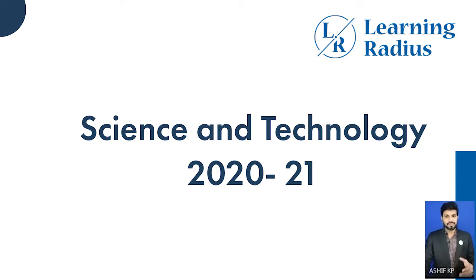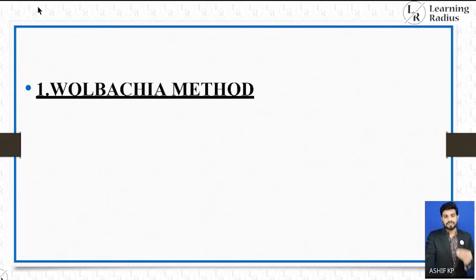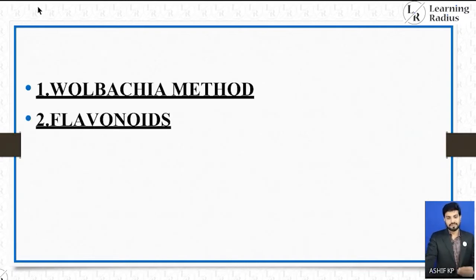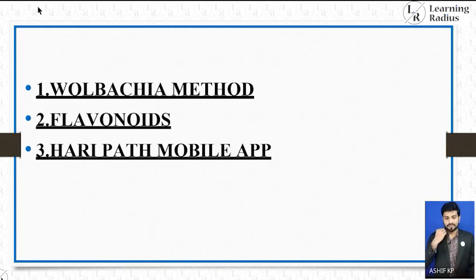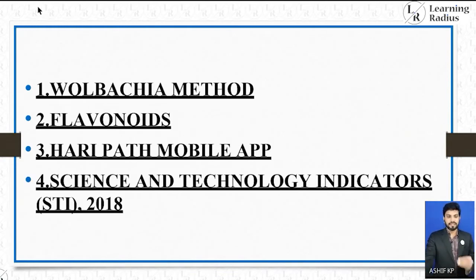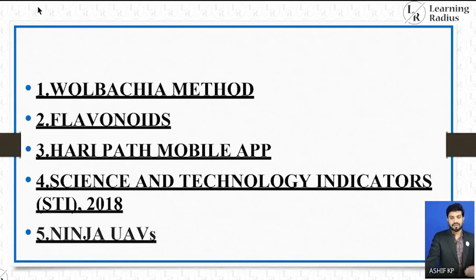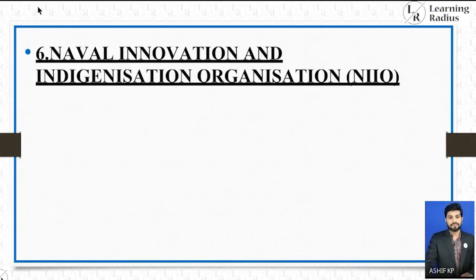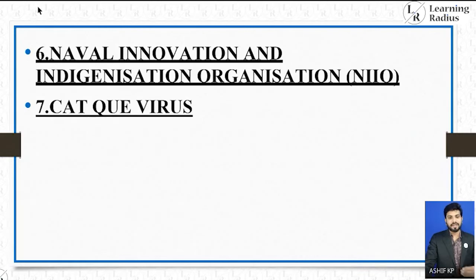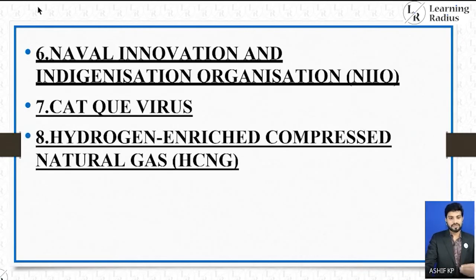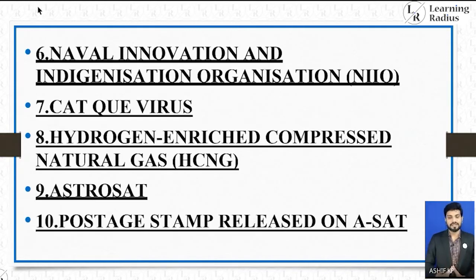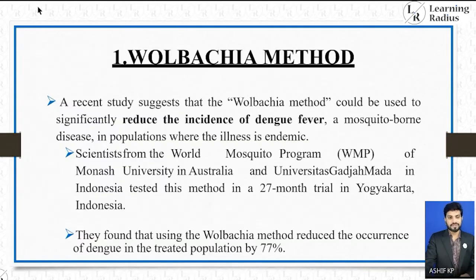In this video, we are going to start with science and technology. The first 10 topics of science and technology are Wolbachia Method, Flavonoids, Haripath Mobile App, Science and Technology Indicators STI 2018, Ninja UAVs, Naval Innovation and Indigenization Organization NIIO, CADQ Virus, Hydrogen Enriched Compressed Natural Gas HCNG, Astrocyte, postage stamp released on ASAT. So these are the 10 topics of discussion, and the first topic of discussion is Wolbachia Method.